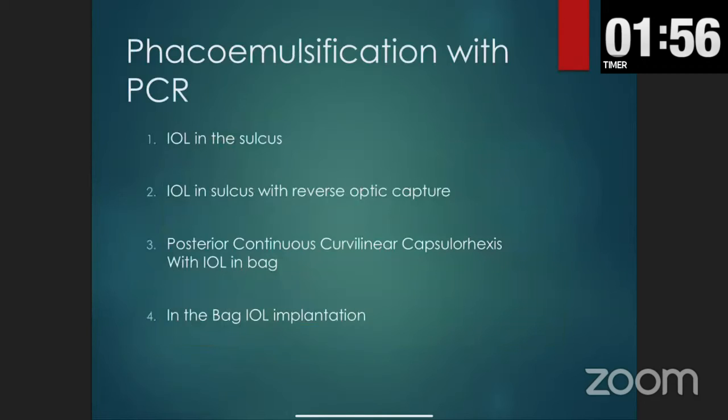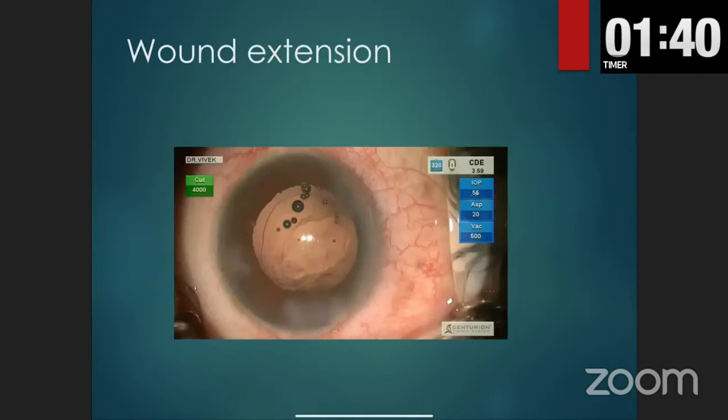And then coming to phacoemulsification with the PCR. So the options are you place the intraocular lens in the sulcus, or you can place an intraocular lens with the reverse optic capture, pushing it within the bag, and then posterior capsular curvilinear rhexis and IOL implantation. So first important thing is do not do a wound assisted IOL injection when you have a PCR. So I use a 2.2 incision. So most of my IOL injection is wound assisted. So when you have a PCR, extend the wound.